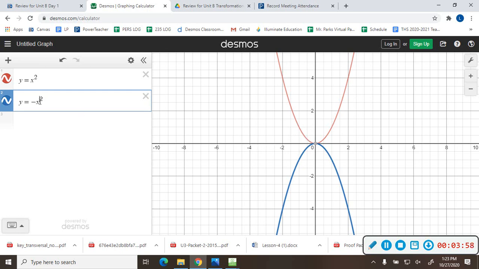Okay, and then as I add stuff, like as I add minus 3, notice that moved it 3 units to the right. And then as I add the minus 2, that's going to move it 2 units down. So you can also use Desmos to help you figure out what's going on. What happened? Reflected over the x, moved 3 units to the right, 2 units down. So don't be afraid to use Desmos to help you.